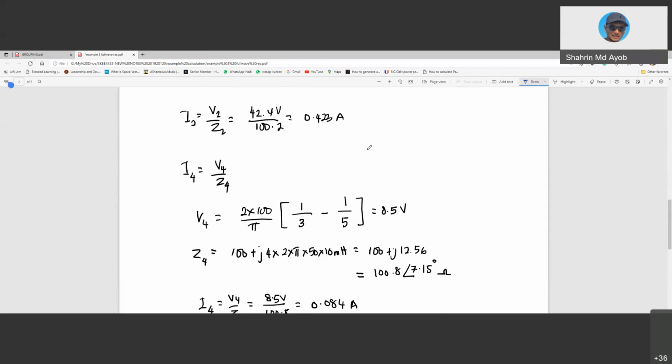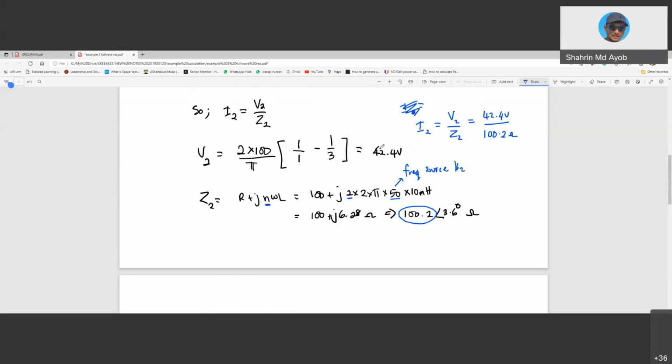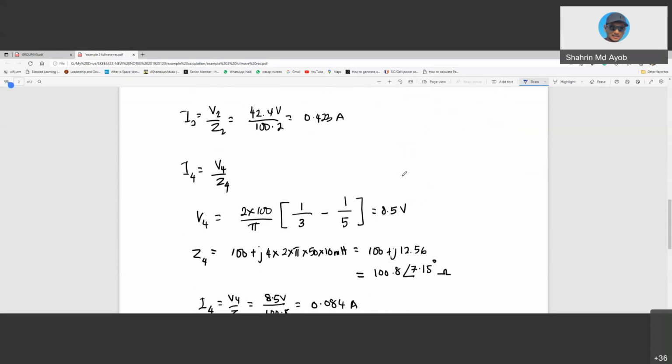Okay, so you will obtain this, which is 0.4235, 0.423. And for the I4, you get Z4 over Z4. So as you can see right now, for V4 I use this one, 2 multiplied by 100 over pi, 1 over 3 minus 1 over 5. You will see that the value is very, very small compared to V2. V2 is still large, 42.4, but V4 is almost very, very small, 8.5.